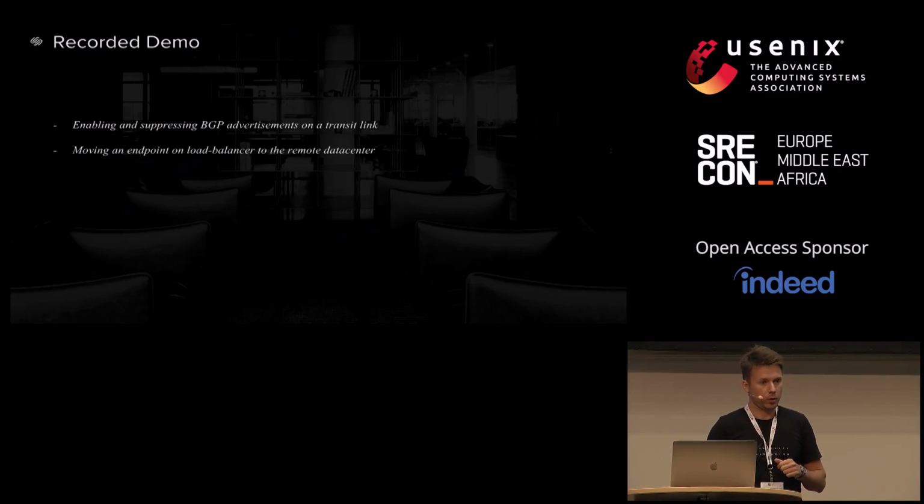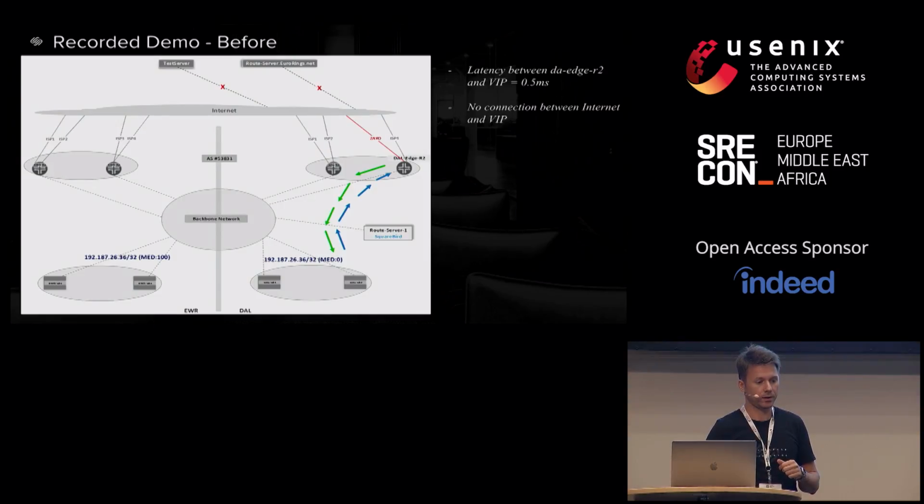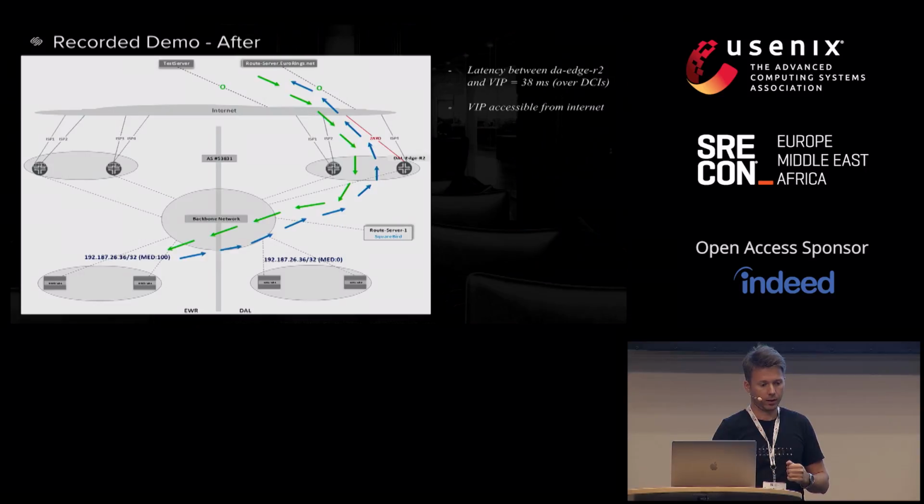I have a recorded demo for the following scenario. We have a test server and a public looking glass on the internet. We have a VIP configured on the load balancer. And there is no connectivity between the internet and that IP address because we do not announce that /24 to the internet. We will start announcing that /24 only via one ISP called Zayo, and we will also move that IP to the remote data center, and we will do it in one click.